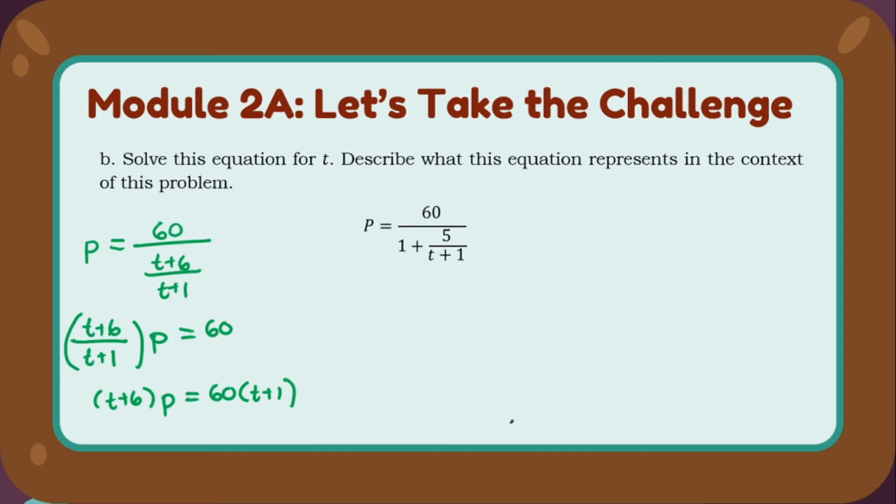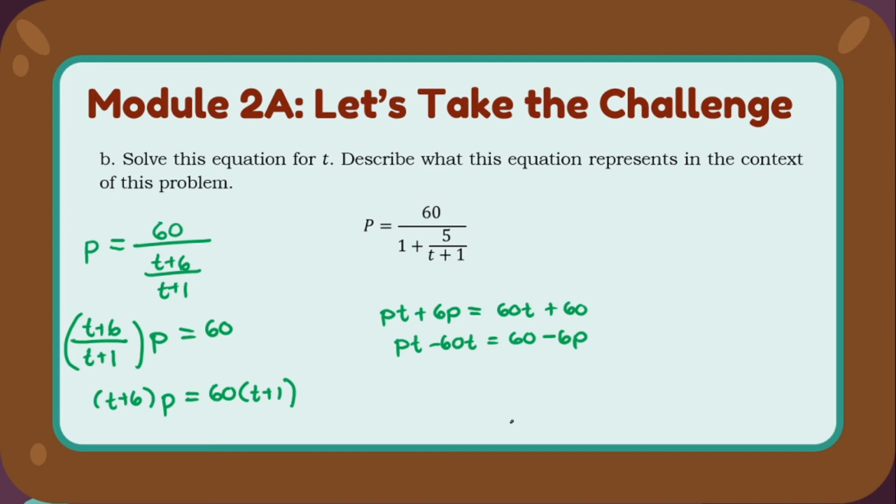Here, we will just write our answer. So, distribute P to T plus 6. So, it will now become PT plus 6P equals 60T plus 60. Since we want this equation in terms of T, let us transpose 60T to the left side. So, this will now become PT minus 60T. How about this one? This will now become 60 minus 6P.